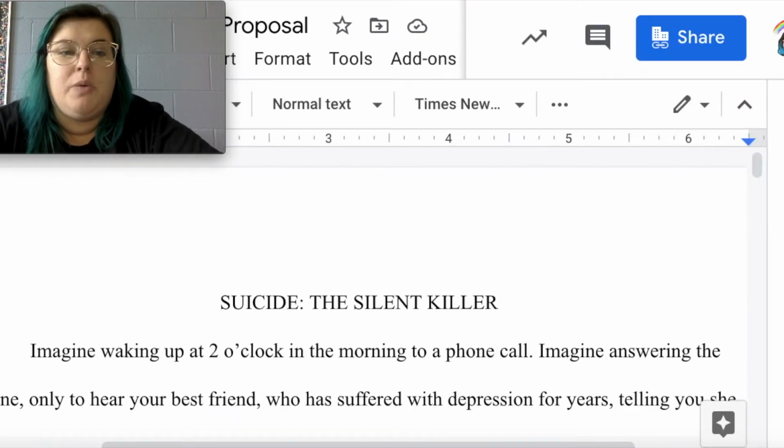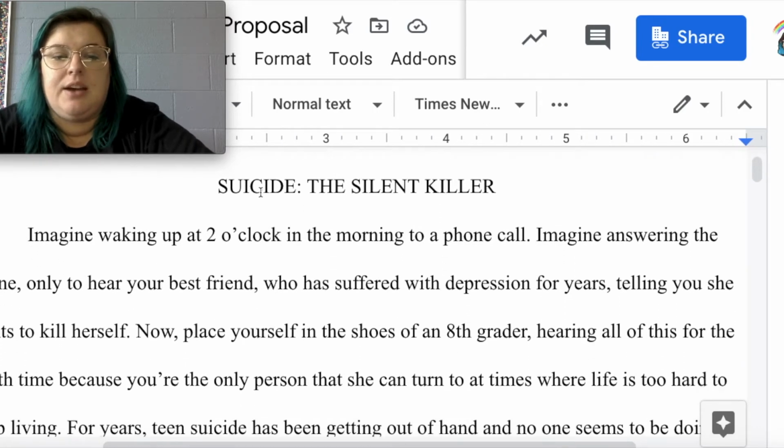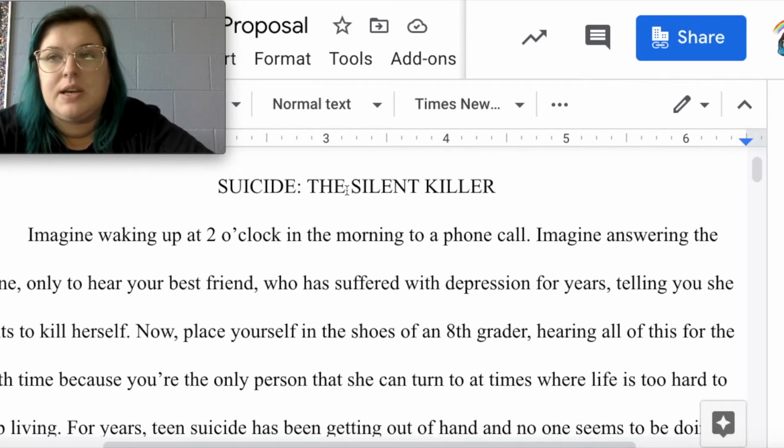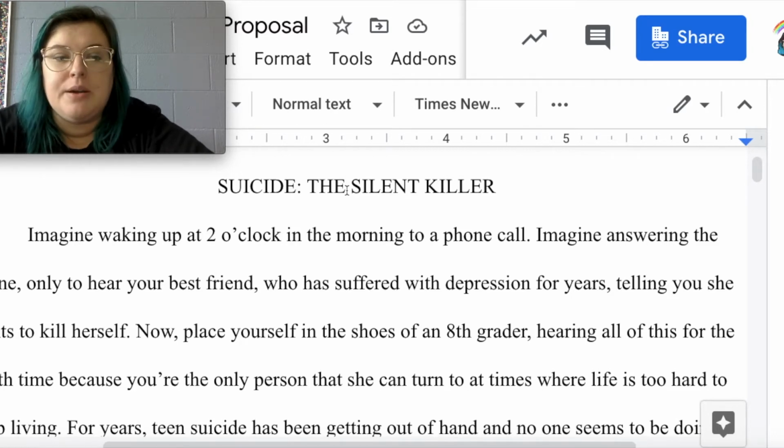So I already have it open in another tab. Here we go. What you should notice first thing when you open up this paper is that it has a nice title, "Suicide, the Silent Killer." Why is this a good title? Well, because it lets us know what this paper is going to be about, and it clues us into what the author's position on that topic is, that suicide is the biggest, most preventable cause of death.